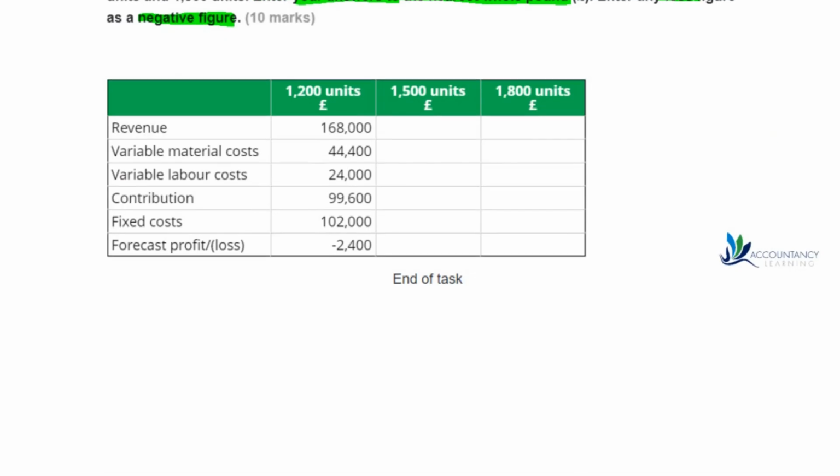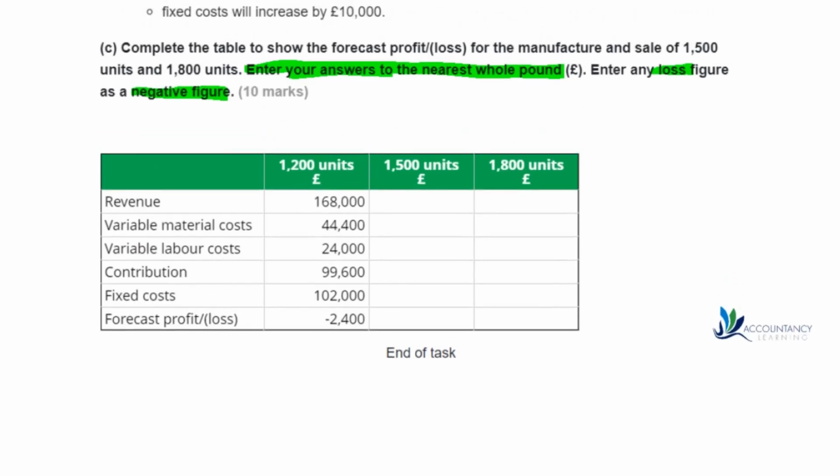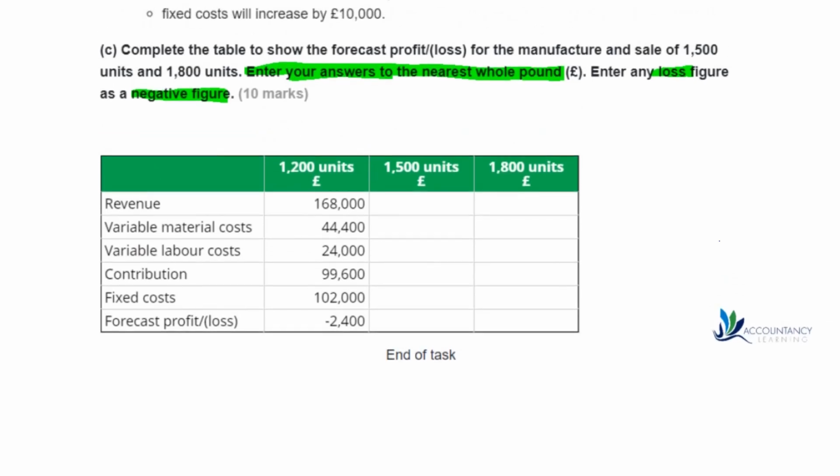So to do that, we then need to work out a few figures. So we need to find our unit costs first. So for revenue, our unit cost is going to be 168,000 divided by our 1,200 units that we've already got our figures for, which equals £140 per unit.